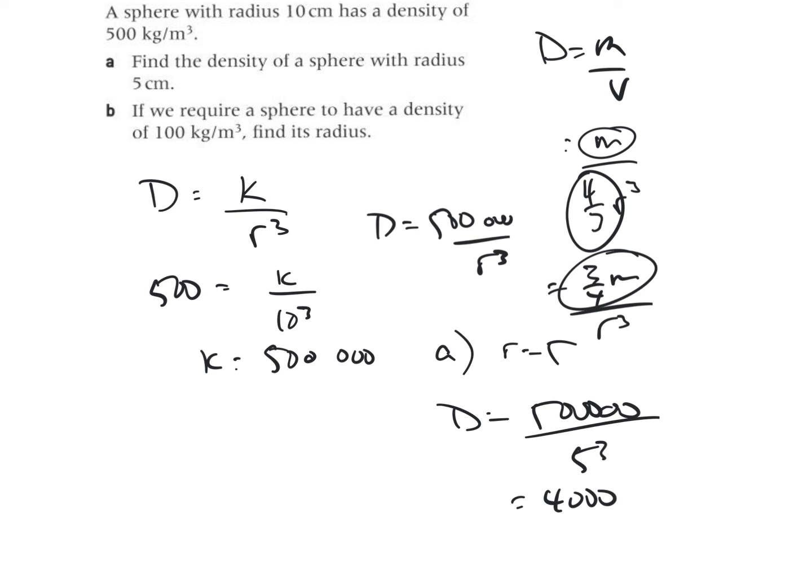And so then you can do the same kind of thing for finding b, but that's the relationship between the mass and the volume and this value k.